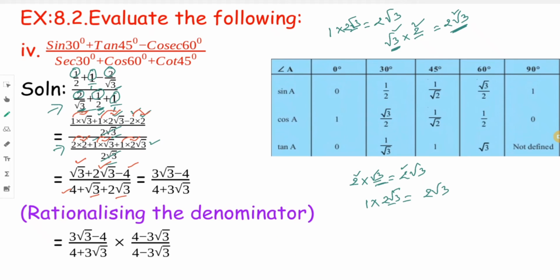Now if you look here, I have root 3 plus 2 times root 3. In addition, like I said, 1 is here, right?